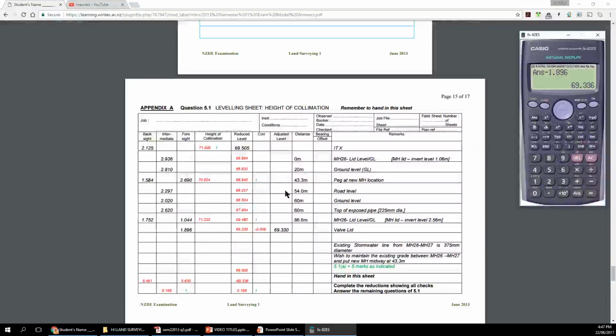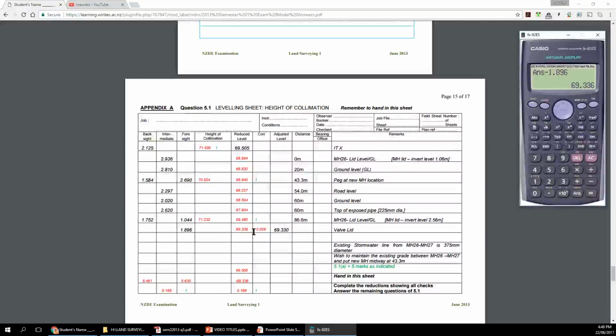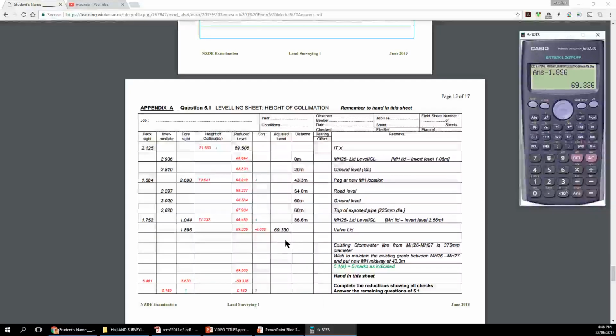In terms of checks, here we've added the back sights, added the foresights, and the difference between the back sights and the foresights should be the same. So that's 5.461 minus 5.630, which should be 0.169. And similarly here, 69.505 minus 69.336, 0.169. So that's the checks that have been done here.